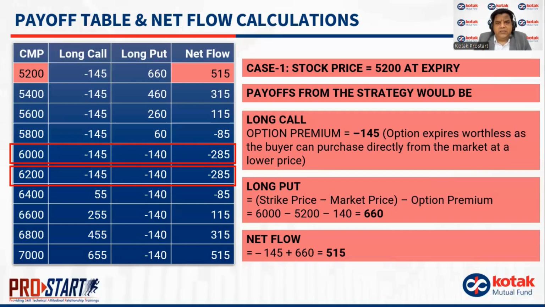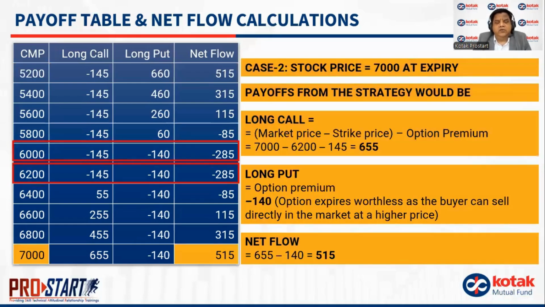Okay. Let's look at one more case. Let's assume that the price reaches 7,000 on expiry. So what will happen in the long call case? Profits. The profit would be the difference between the market price and the strike price here. So 7,000 minus 6,200 would make it 800 rupees. But that will reduce by the amount of premium paid, which is 145. So 800 minus 145 will give you 655 rupees, which is the profit from the long call side.